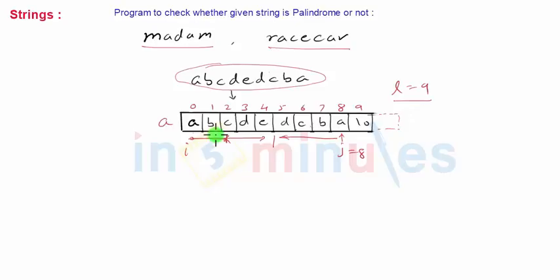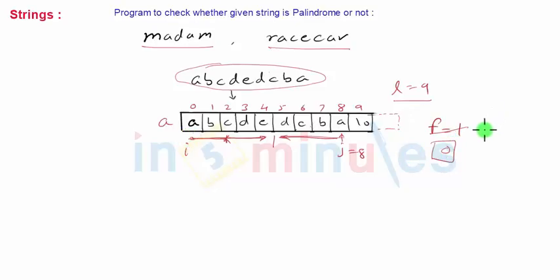So this kind of logic we'll be using, and for that we'll introduce one variable called the flag variable, f, which will be set to 1 initially. Then we'll start checking from 0 to mid and 8 to mid. If a mismatch is found, we'll set f equal to 0 and stop the loop. This time the loop has stopped because a mismatch was found, and the value of f would be 0.